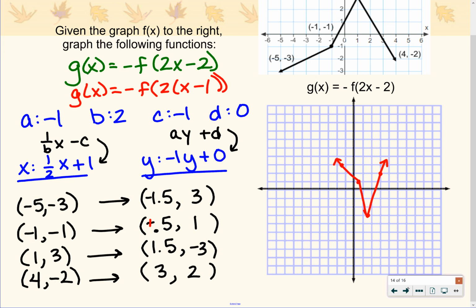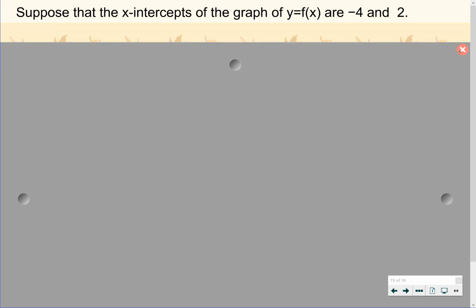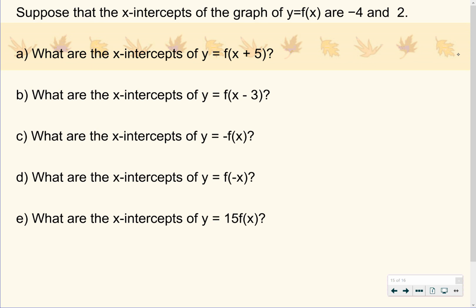Cool. All right, last problem is actually a Math Excel problem that you're going to see on 2-7. So I want to just kind of walk through this with you. It says, suppose that the x-intercepts of the graph of f of x are -4 and 2. We're going to find the new x-intercepts based on a new equation, a transformed equation.